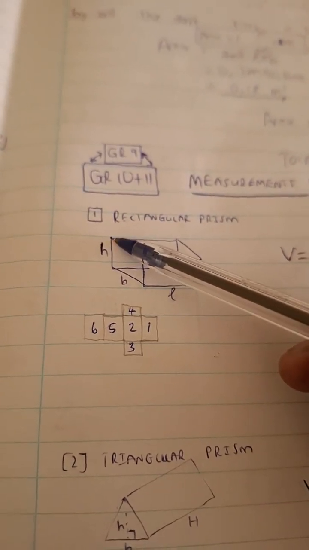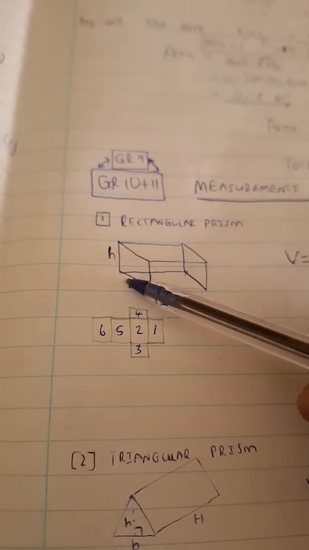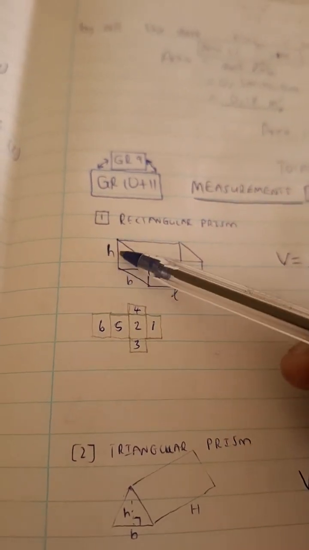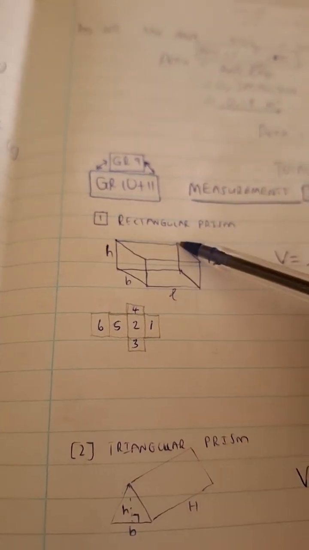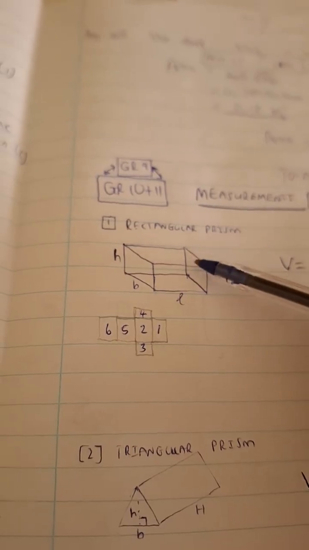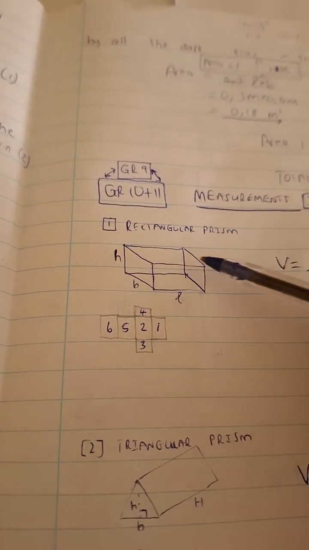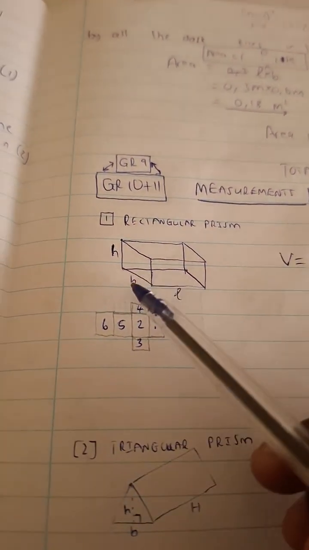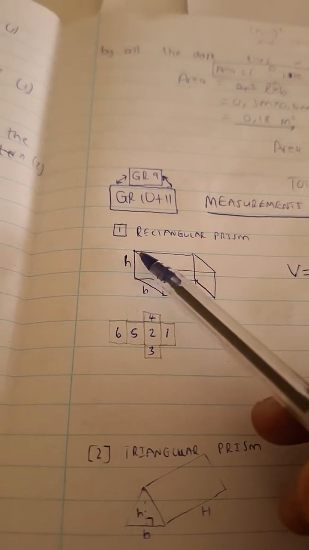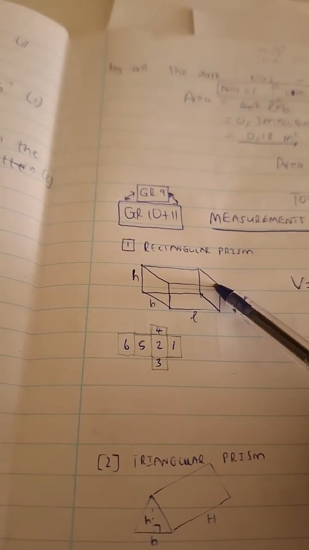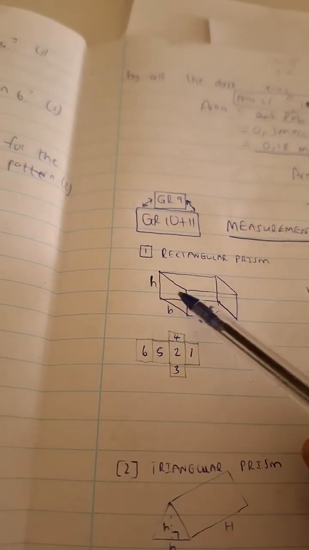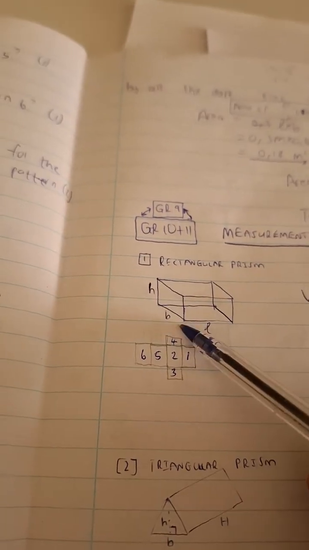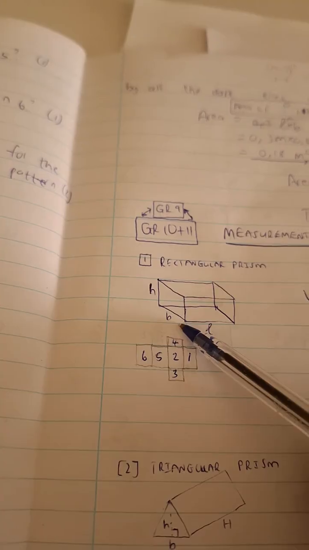What dimensions make up this side rectangle? It's H and B. So this rectangle and that rectangle are congruent. They are exactly identical. So we have one pair of these rectangles that have H and B as their dimensions.